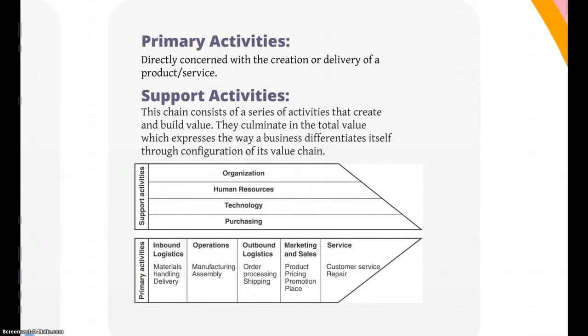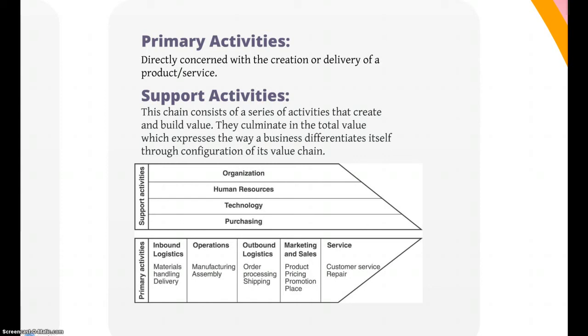He distinguishes between 2 activities, primary activities and support activities. Primary activities are directly concerned with the creation or delivery of a product or service. For support activities, there are 4 main areas: procurement, technology development, human resource management, and infrastructure. This chain consists of a series of activities that create and build value. They accumulate in the total value, which expresses the way a business differentiates itself through configuration of its value chain.